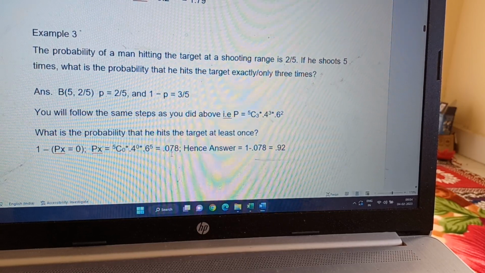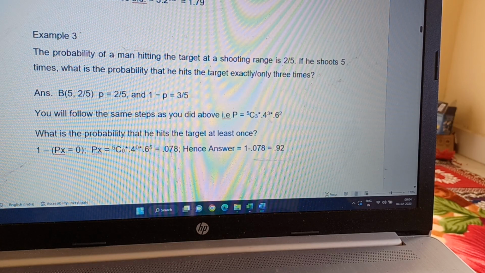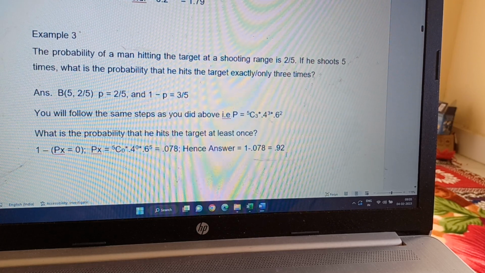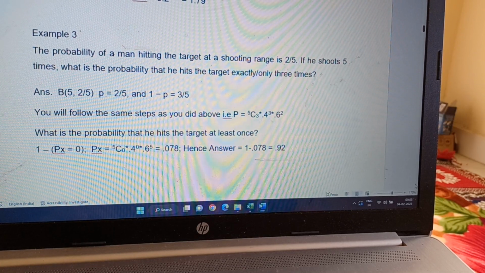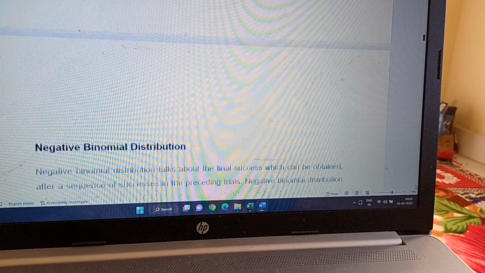So it is equal to 0.075. So the answer is 1 minus 0.078, which is equal to 0.92. Since he is a good shooter, he will definitely hit at least once. So the probability is very high. 0.92 is the correct probability. So I hope by now you have mastered the binomial distribution.